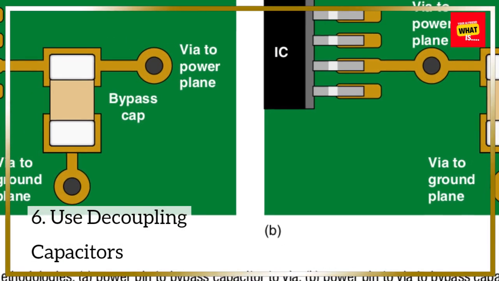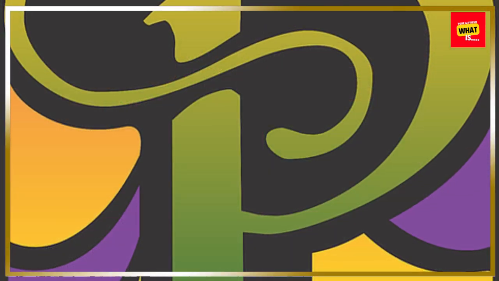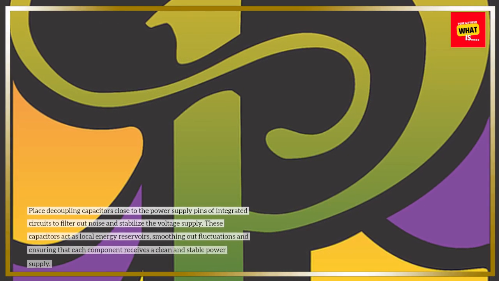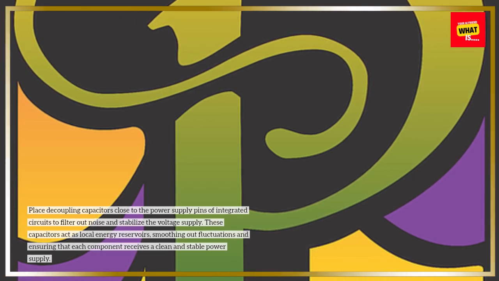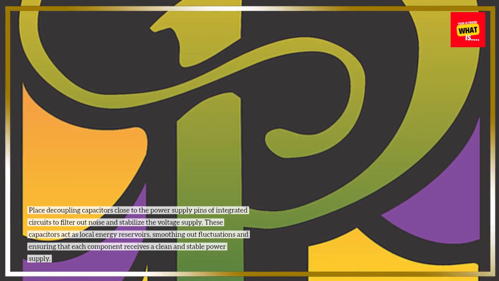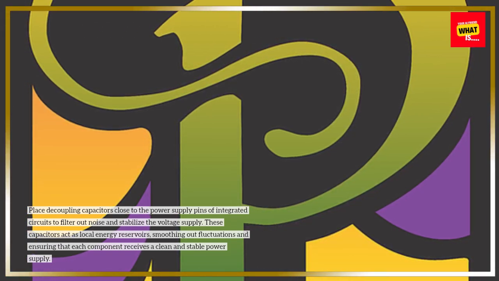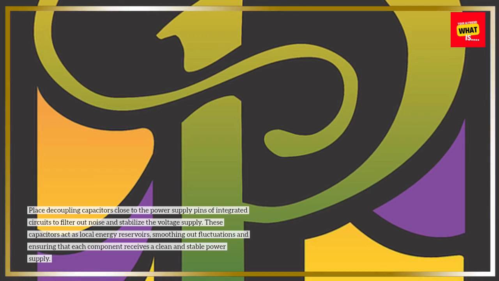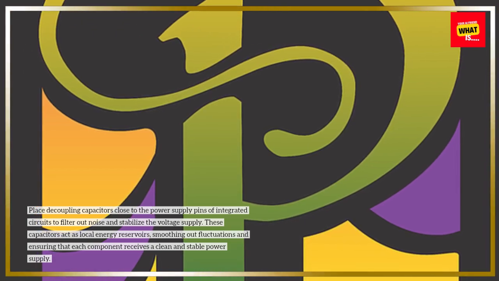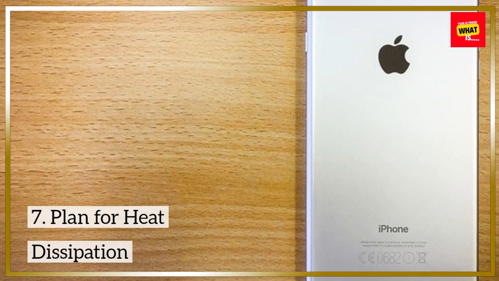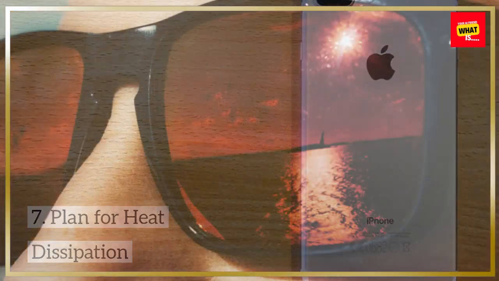6. Use decoupling capacitors. Place decoupling capacitors close to the power supply pins of integrated circuits to filter out noise and stabilize the voltage supply. These capacitors act as local energy reservoirs, smoothing out fluctuations and ensuring that each component receives a clean and stable power supply. 7. Plan for heat dissipation.